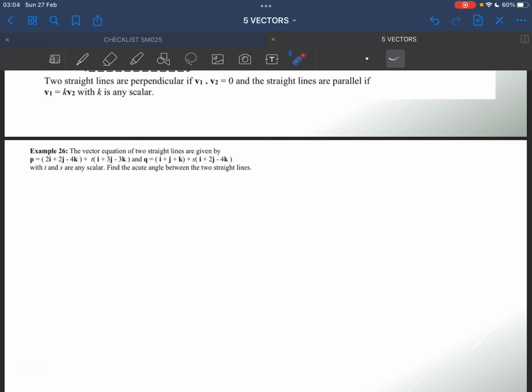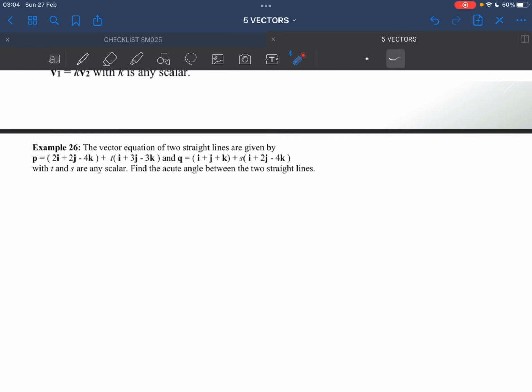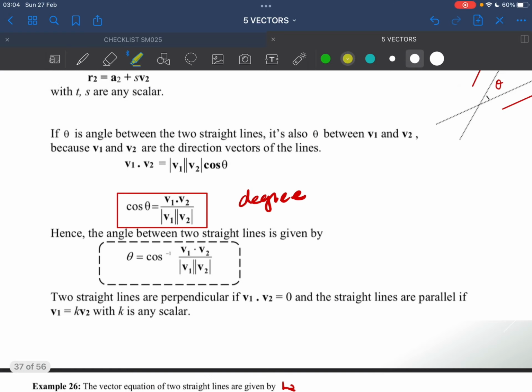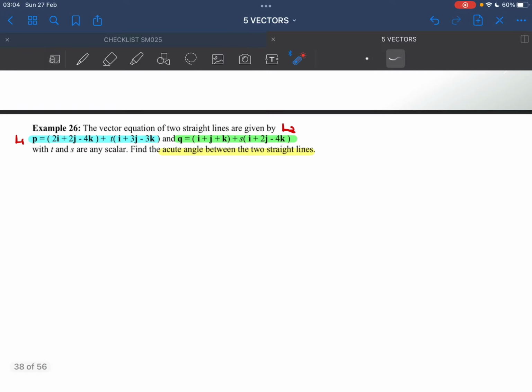Example 26. The vector equations of two straight lines are given by this one line and this the other line. So let's put this as line 1 and this as line 2. What we know from this, the question asks to find the acute angle between these two straight lines. So we have the formula theta equals inverse cos of v1 dot v2 over magnitude of v1 and v2.